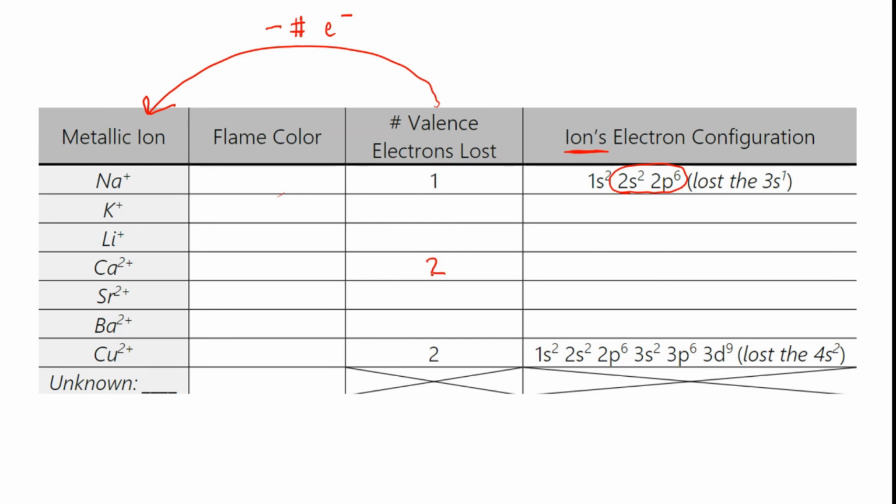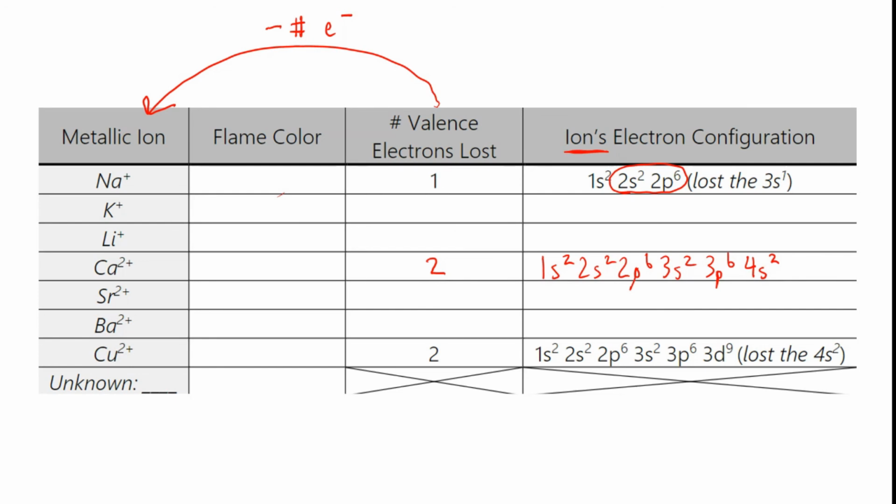Look at the charge, figure out how many valence electrons are lost, and I would write out what your typical electron configuration is for the element. It's like calcium, let's see, I think it's 1s2, 2s2, 2p6, 3s2, 3p6, 4s2, and I think we stop there.